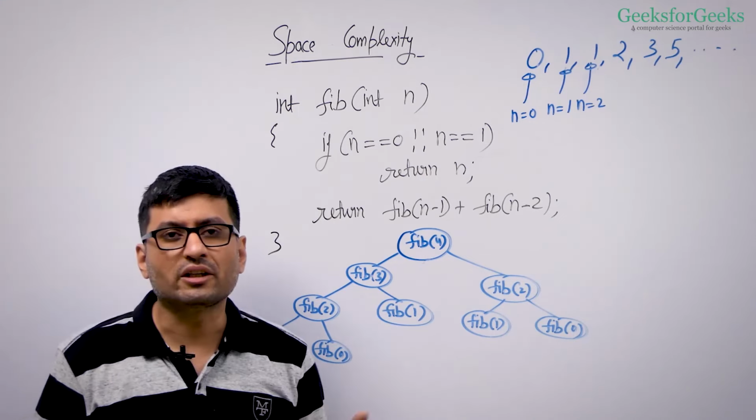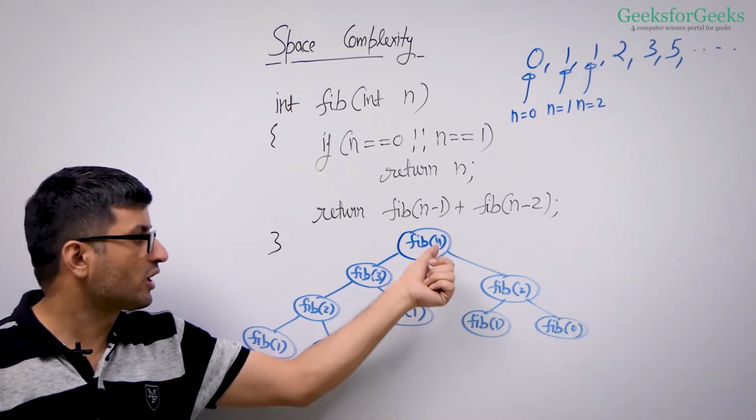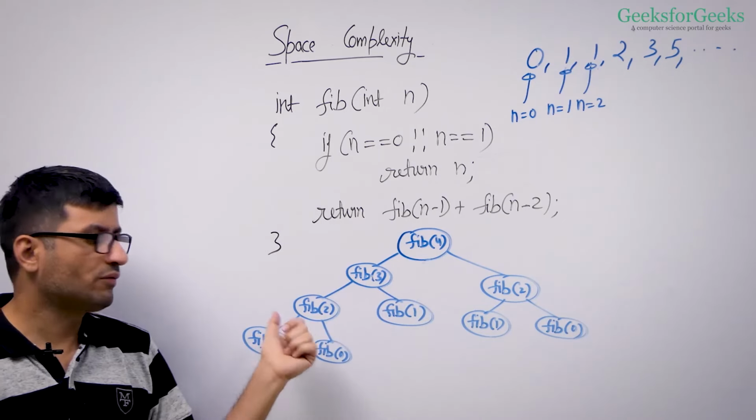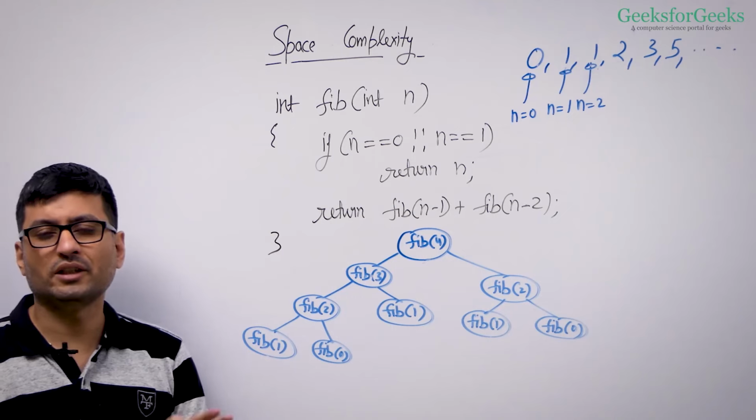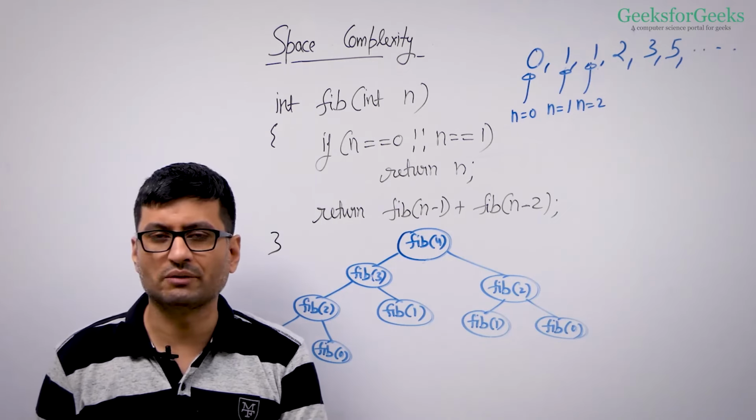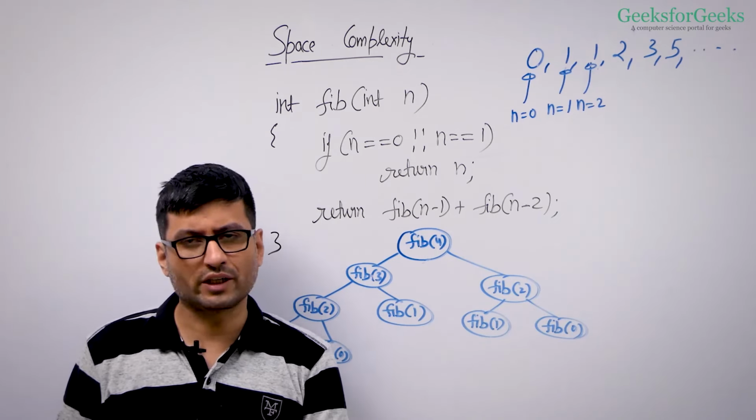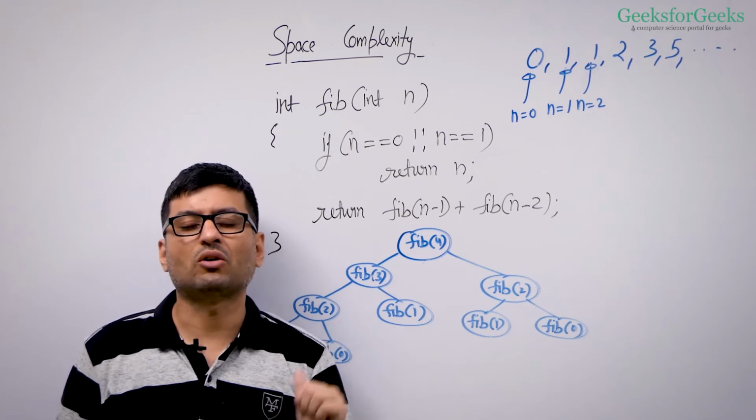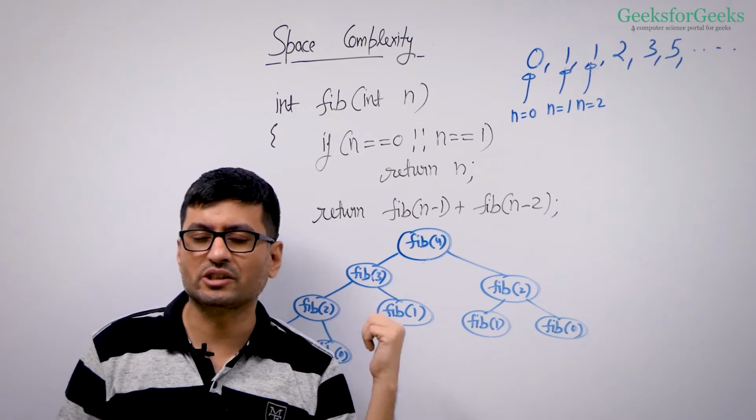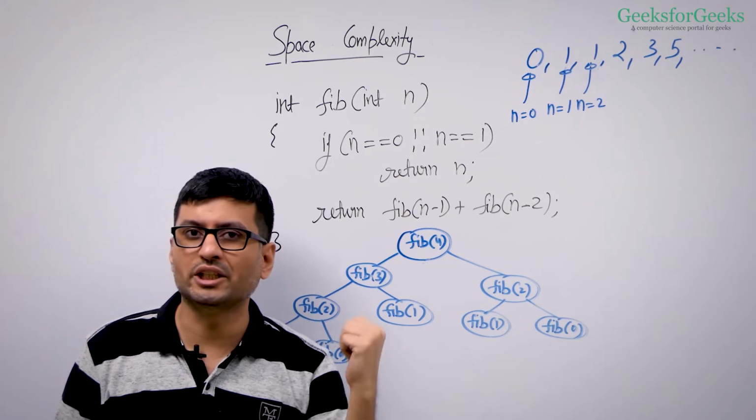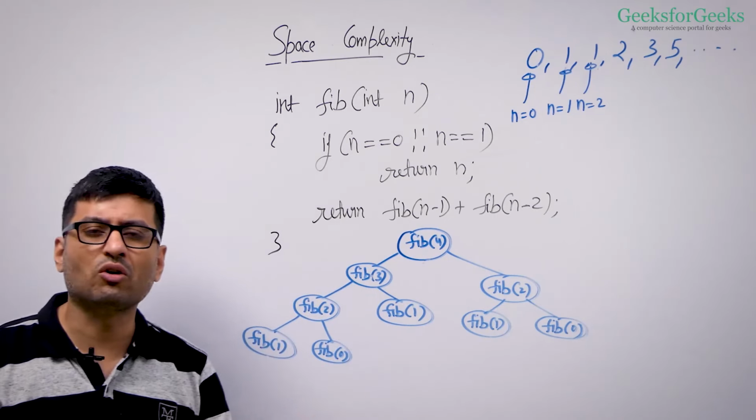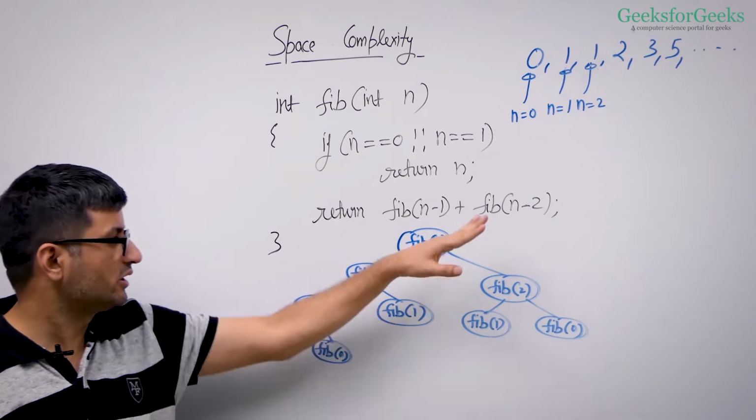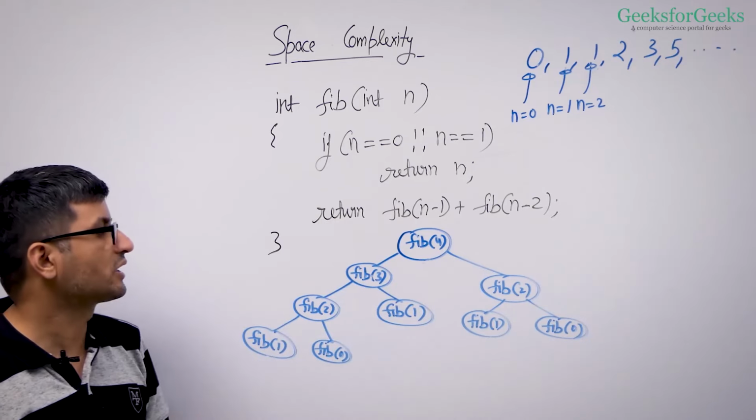So we can say that auxiliary space required for n equal to 4 is of order 4, which means it grows linearly. So that's a direct way to figure it out. We can say that auxiliary space required for this recursive Fibonacci number is theta n. Let's now understand how I am defining this formula, that it's equal to the maximum height of the recursion tree.